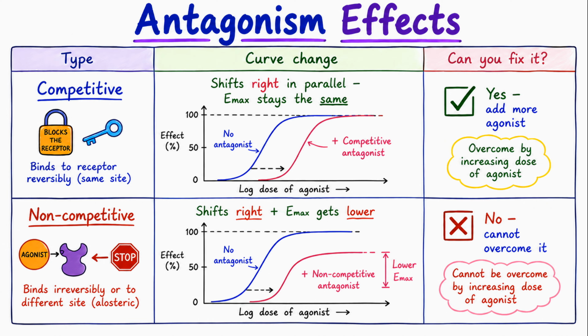Non-competitive antagonism is a different story. Here the curve shifts right, but the Emax actually drops. The maximum effect you can achieve gets lower, no matter how much agonist you add. This happens because a non-competitive antagonist isn't fighting for the same site, it's either binding somewhere else entirely, or binding irreversibly, so it permanently takes receptors out of action. And that means no amount of extra agonist can fix it. The ceiling itself has been lowered, so the one-line way to remember this: competitive, you can push through with more drug. Non-competitive, you can't because the maximum effect itself has changed.